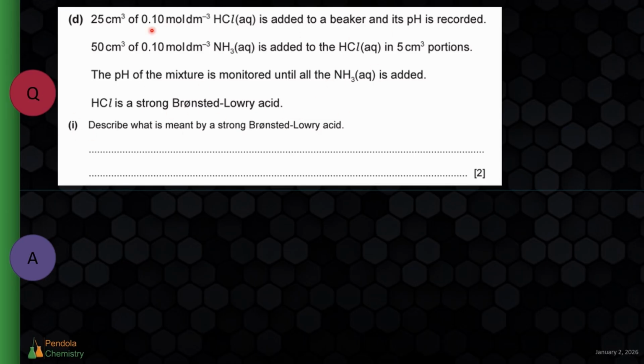So this is a setup for a mathematical question that we will see in the very last section of this chapter, 8.7. But let's focus on the part of the question that we have here, the very first part, which is a definition. Describe what is meant by a strong Brønsted-Lowry acid. Well, in this question, we have a 2-mark question. And the question says to describe, meaning that it is not an exact definition that you learned, but something that you should be able to put together from what we learned.